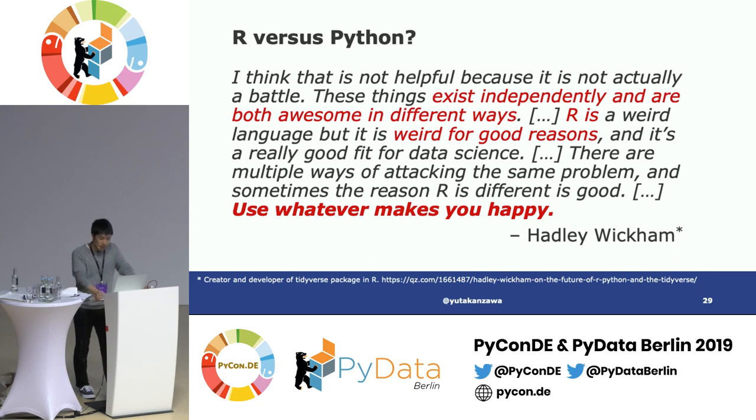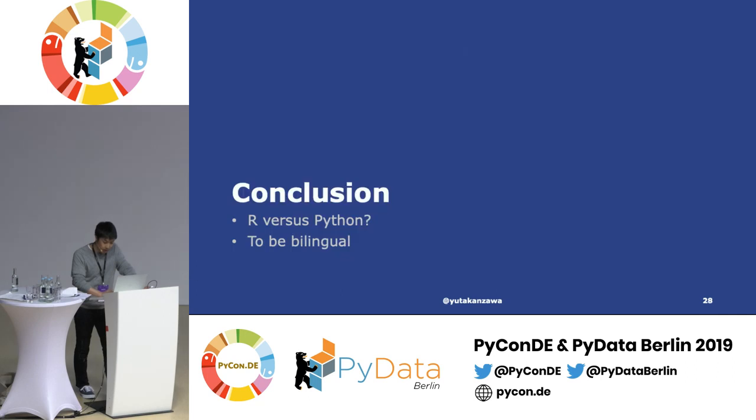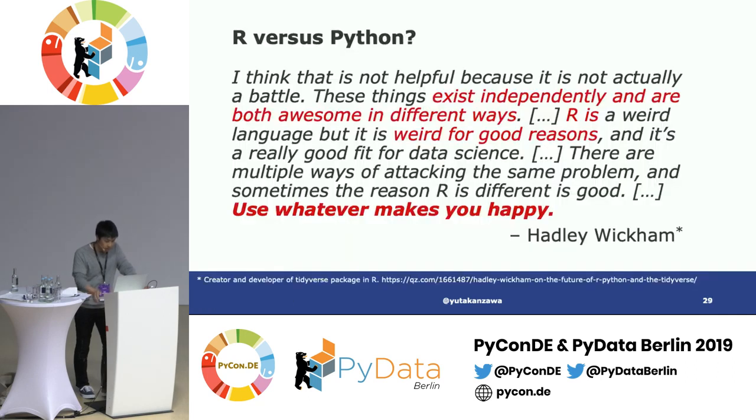And in an interview, he answered, R and Python exist independently and both are awesome in different ways. R is a weird language, but it is weird for good reasons. Use whatever makes you happy. I totally agree with him. So you can use any tools or languages which make you or your colleagues or your customers happy.